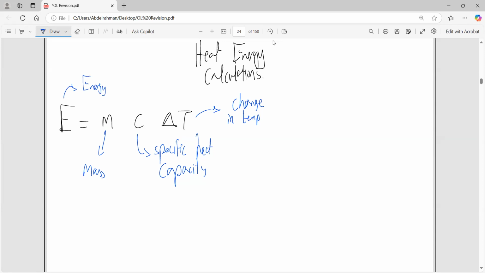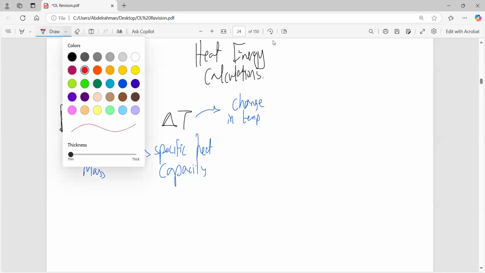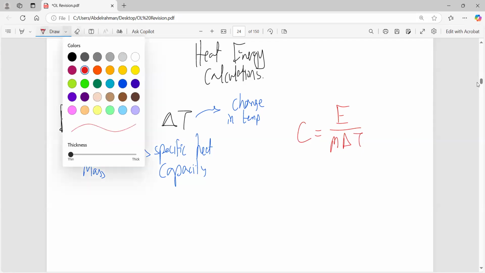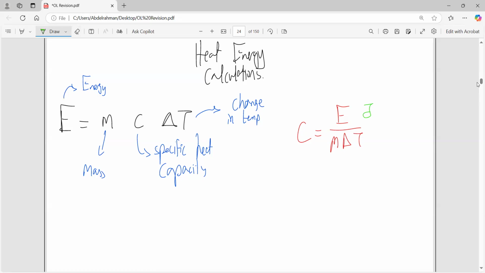Can I calculate, can I find C? Yes, you can find C. C, the specific heat capacity, would be E over M delta T. And hence we can find the unit of the specific heat capacity. The unit of the energy is joules. The unit of mass is kilograms, or grams by the way. And the unit of the temperature would be degrees Celsius.